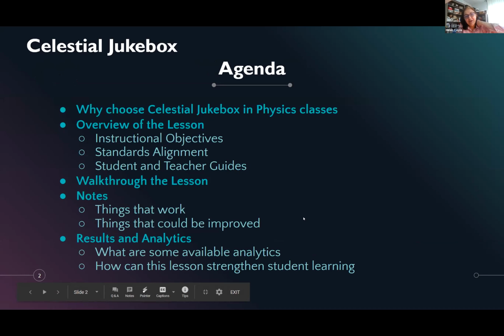So this is how I'm going to talk about the layout of today's short presentation: why I chose it, or why anybody would choose it for physics. I'll overview the lesson a little bit, walk through it, and give you a few notes of things that worked and didn't work and what resultant analytics you can use.